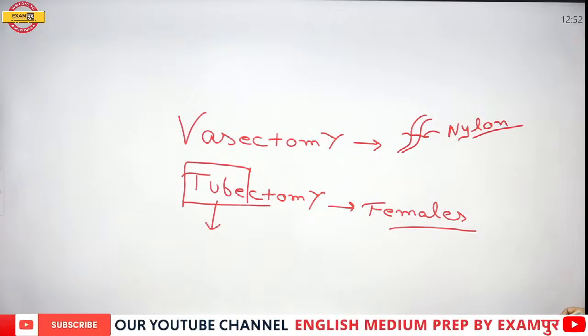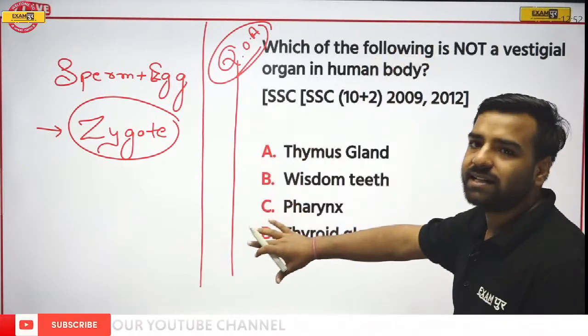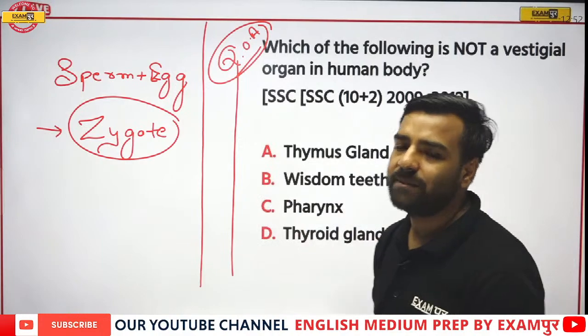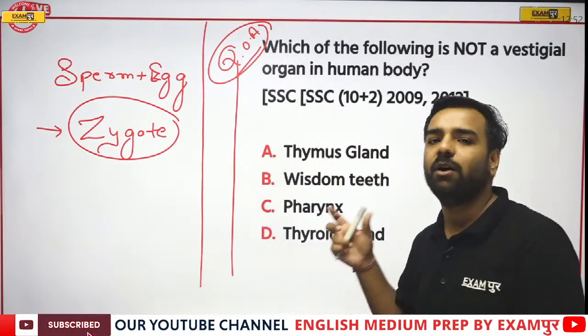Now there's a homework question which I have already given you. The homework question is, which of the following is not a vestigial organ in the human body? And I want this answer in the comment section just after the class. Tomorrow I'll be taking a screenshot of it and then I'll be discussing this question.